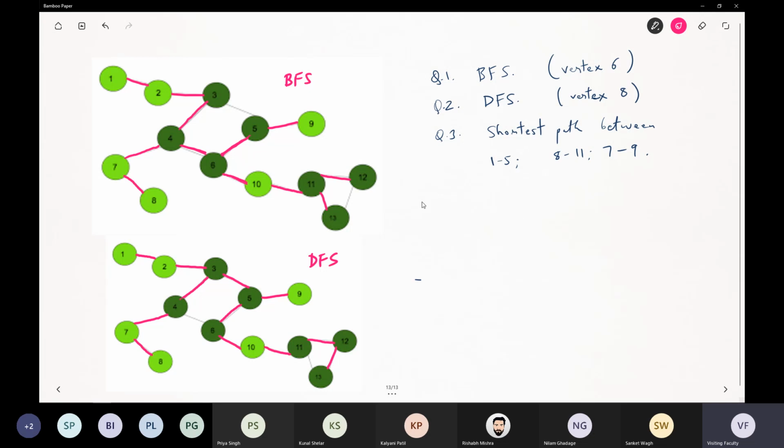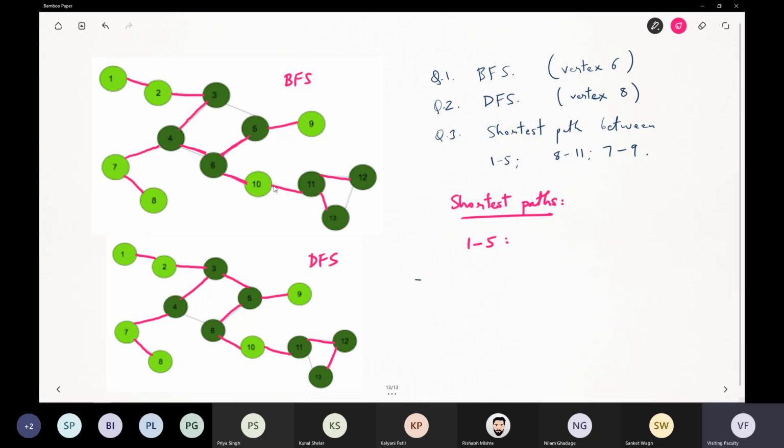Okay. All right. So now the third question is about shortest path between vertices, and we have already seen in theory in our lecture that shortest path can be obtained by looking at the BFS tree, breadth first search tree, right? So, but we have a BFS tree here. So what do we get? So shortest paths from the BFS tree for the vertex 1 to 5.